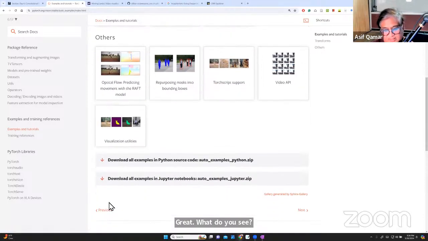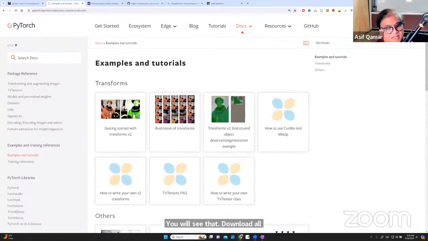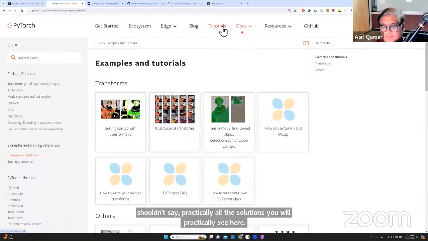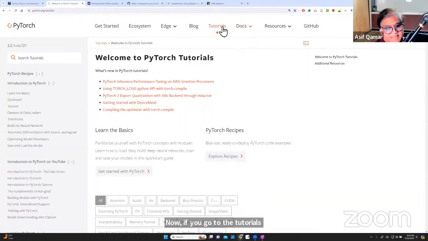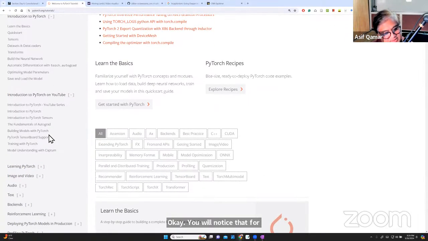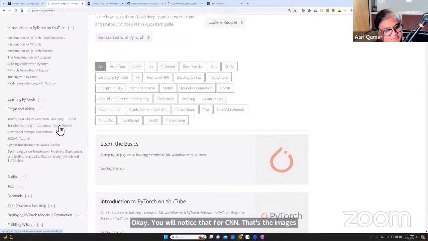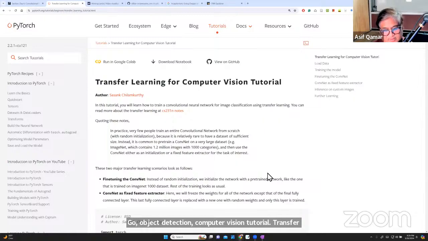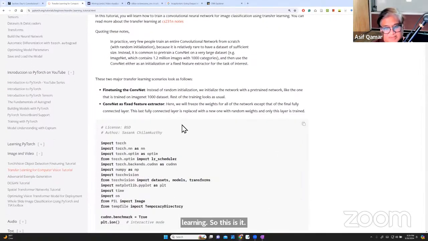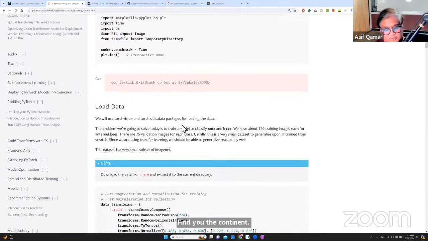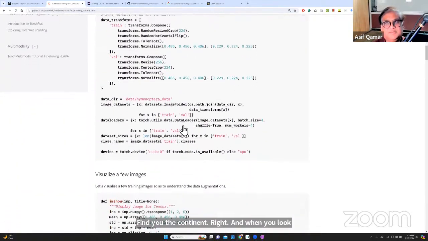You will see that you can download all examples, practically all the solutions you will see here. Now, if you go to the tutorials, you will notice that for CNN, there are images and videos: torch vision, object detection, computer vision tutorial, transfer learning. So this is it. Fine tune the ConvNet, right? And when you look at it, you'll practically see the whole solution in front of you.